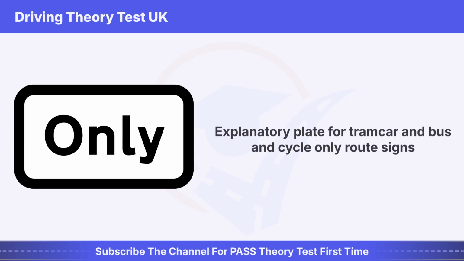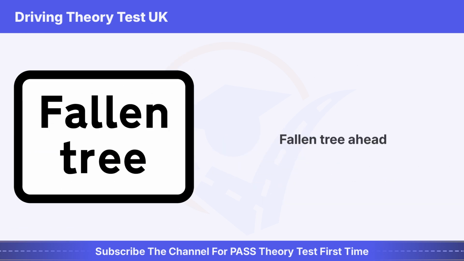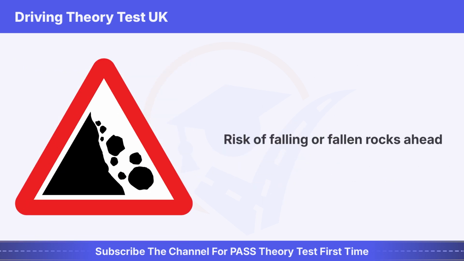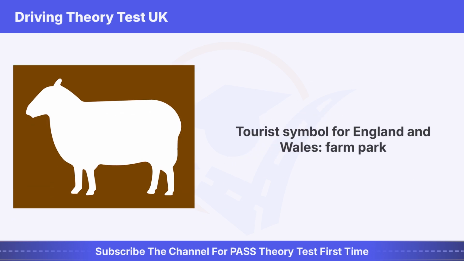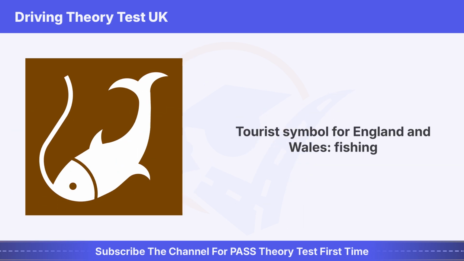Explanatory plate for tram car and bus and cycle-only route signs. Fallen tree ahead. Risk of falling or fallen rocks ahead. Tourist symbol for England and Wales. Farm park. Tourist symbol for England and Wales.